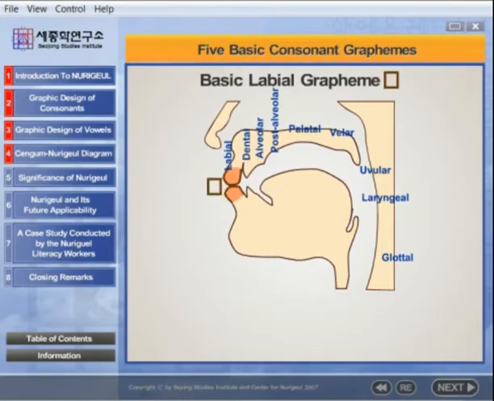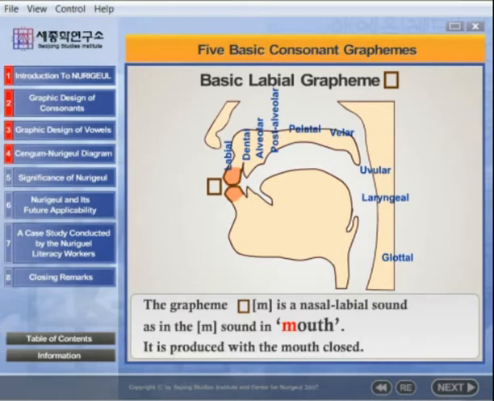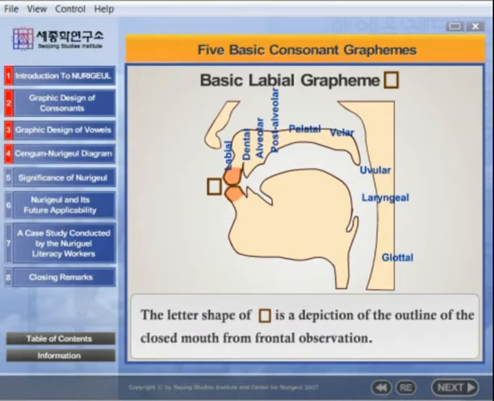Basic labial grapheme, M. The grapheme M is a nasal labial sound, as in the M sound in mouth. It is produced with the mouth closed. The letter shape of M is a depiction of the outline of the closed mouth from frontal observation.